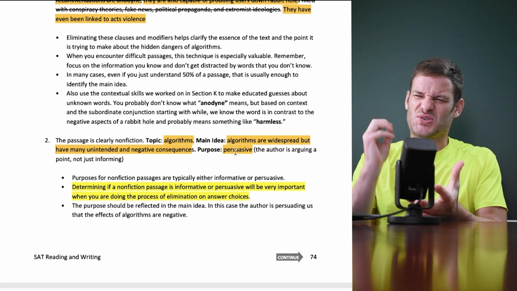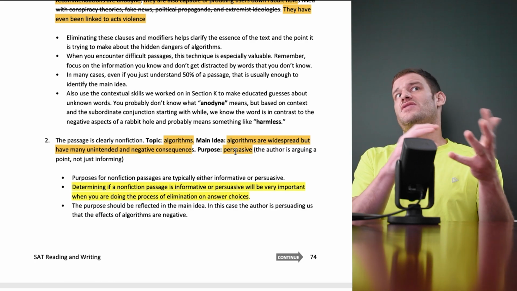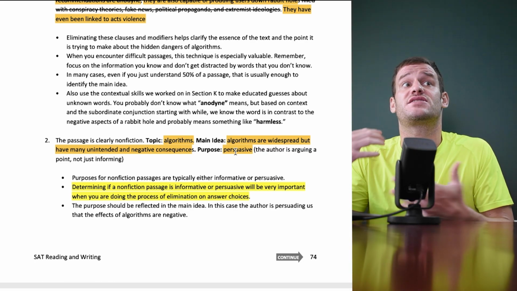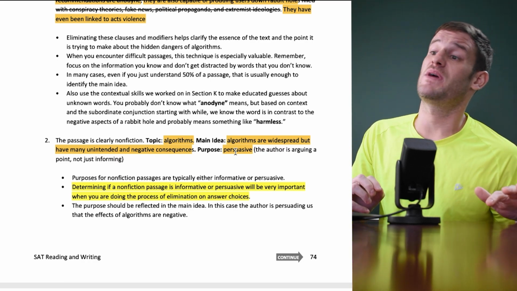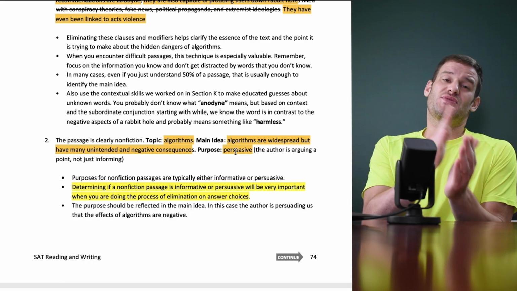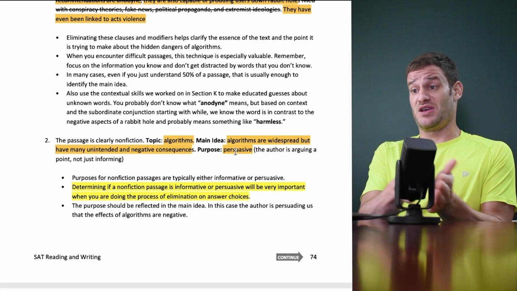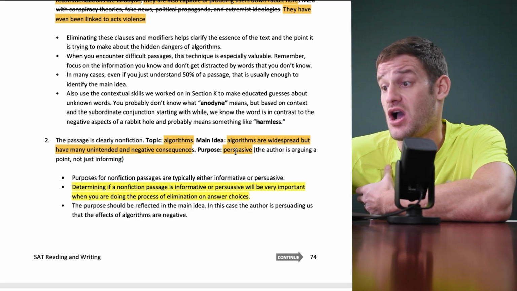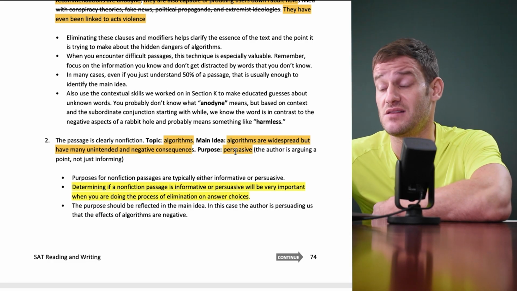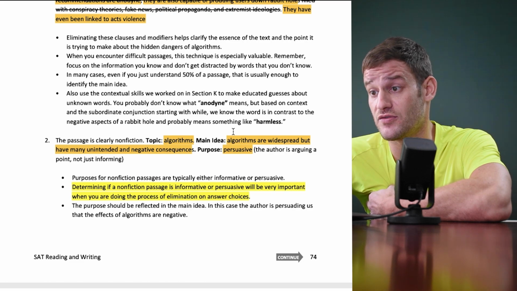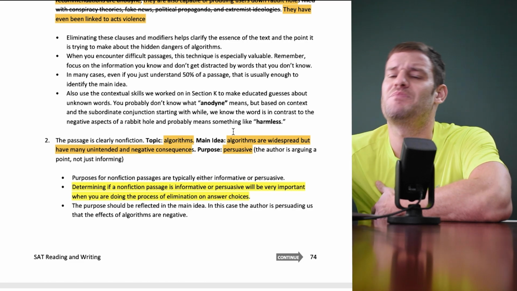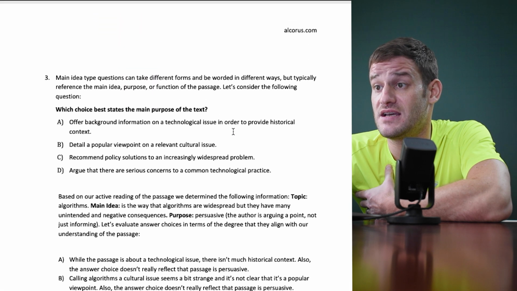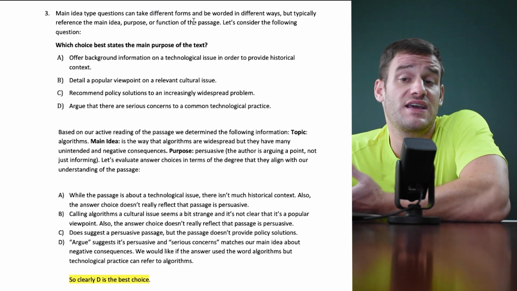Now, persuasive passages are not 100% persuasive. A lot of times, maybe 70 or 80% of the passage is just informing you, and then based on that information, they draw a conclusion. This one's a bit on the edge, but it's leaning toward being persuasive. It's not a controversial conclusion. It seems like something that a lot of people would agree with about algorithms and unintended consequences. But the author is trying to persuade us they are negative. Okay, so main idea questions can take different forms, and they can have different wording.